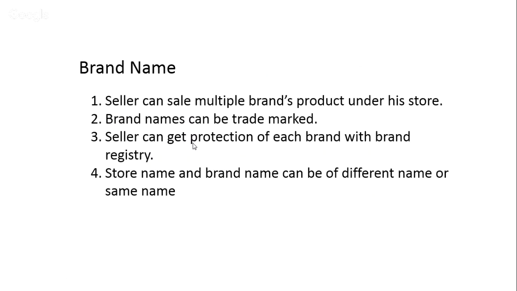Brand name: the seller can sell multiple brands' products under his store. I can sell many brands. Like for my kitchen, I can create kitchen products, with a name related to kitchen. And if I want to sell some office products, I can name a brand something related to office. I can sell products under multiple brands on a single store.